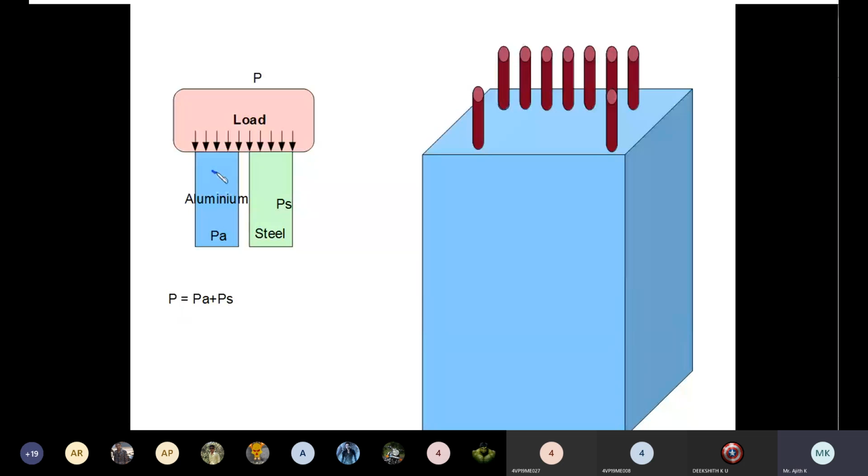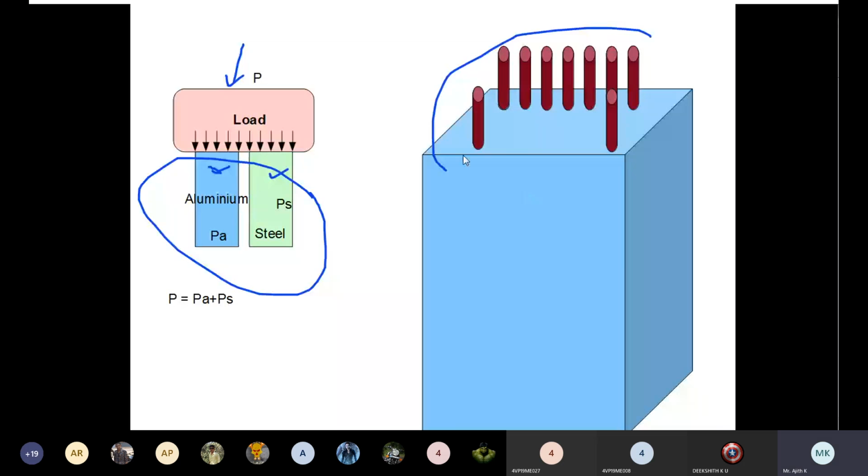there are two materials, one aluminum and the second steel, and whatever load acts here will be shared between aluminum and steel. Therefore, this combination can be considered a composite structure. Or else, in concrete reinforcement, there will be steel rods surrounded by concrete, so even this can be considered a composite structure. When load is acting, it is shared among the steel rods and the concrete structure.